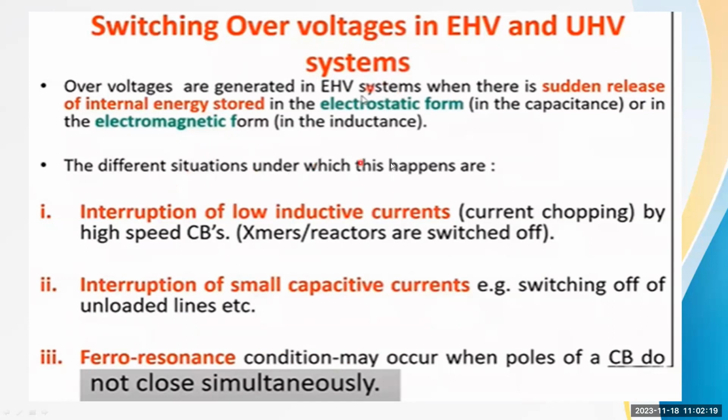The different situations in which this happens are: first, interruption of low inductive currents; next, interruption of small capacitive currents and ferroresonance. So this is about switching overvoltages in extra high voltage and ultra high voltage systems.